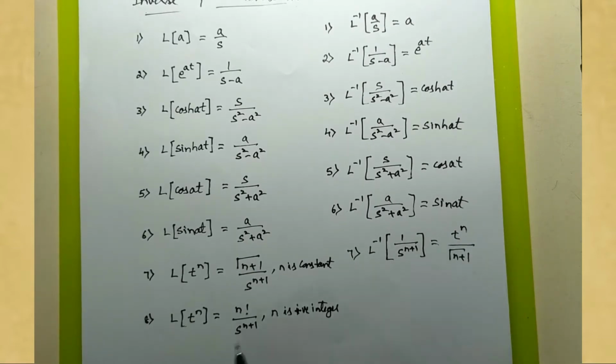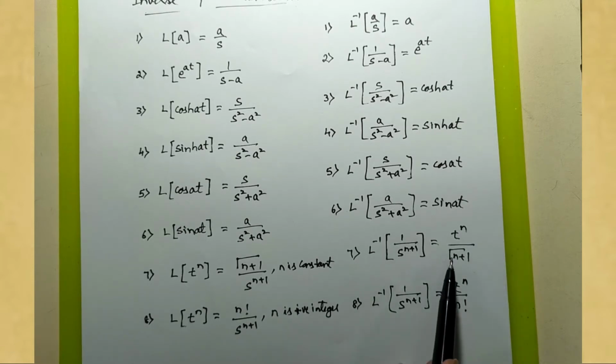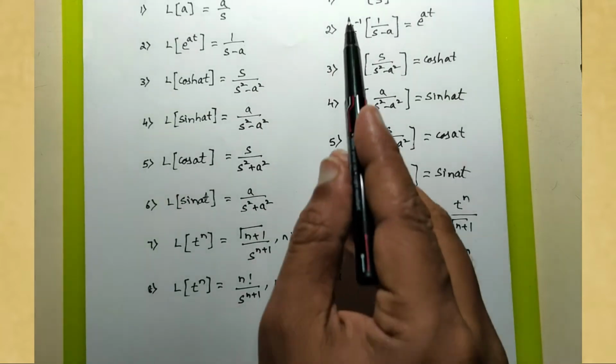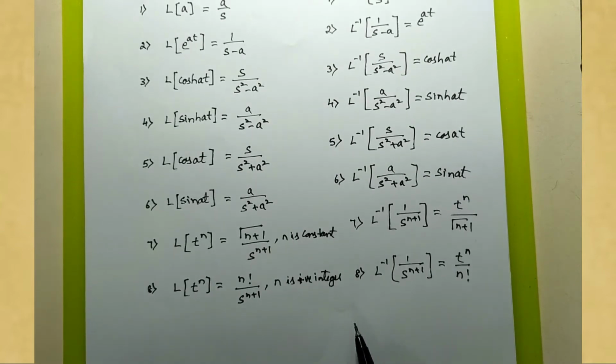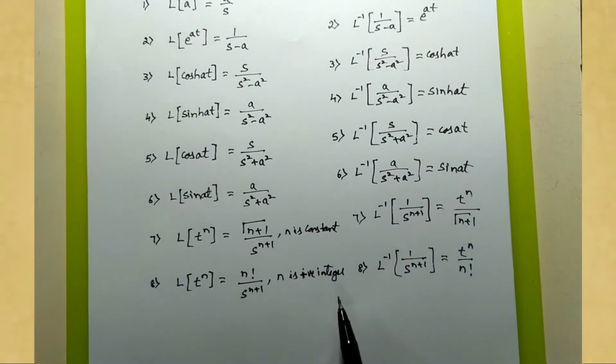In the same way, the inverse transform of 1 by s power of n plus 1 will be equal to t power of n, and this n factorial, if I cross multiply, will be getting divided by n factorial. So the first formula can be used whenever the value of n is a constant. The other formula can be used whenever the value of n is a positive integer. So these are the basic inverse Laplace transforms that you have to know. Now let us take a few examples based on this inverse Laplace transform.